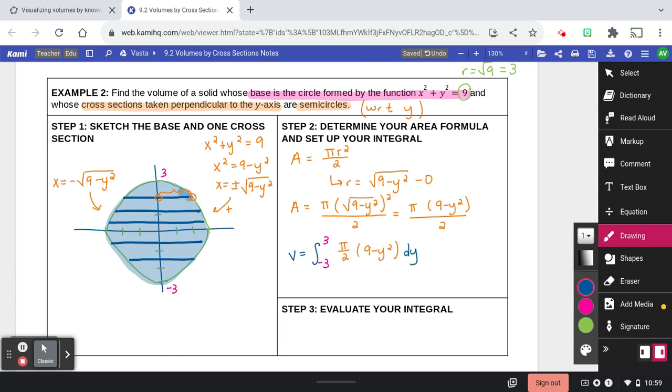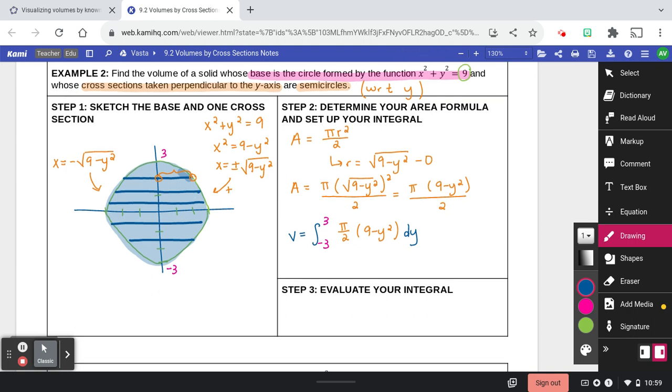Now, one of the reasons I put that pi over 2 at the beginning is to make the evaluation process here a little bit easier. For this particular example, we're going to do that without a calculator, but because the pi over 2 is just a number, when I evaluate this volume, I'm going to just leave that number on the outside, and I'm going to do this integral, and then I'll just multiply the final result by pi over 2.